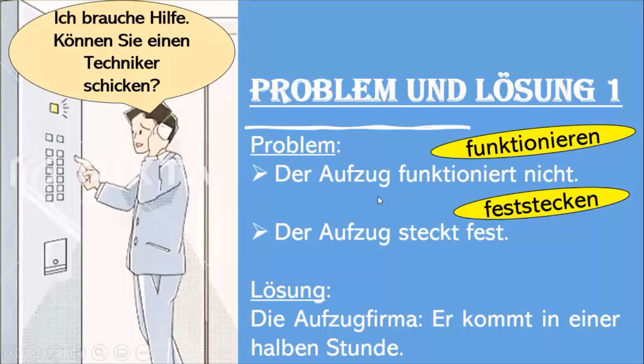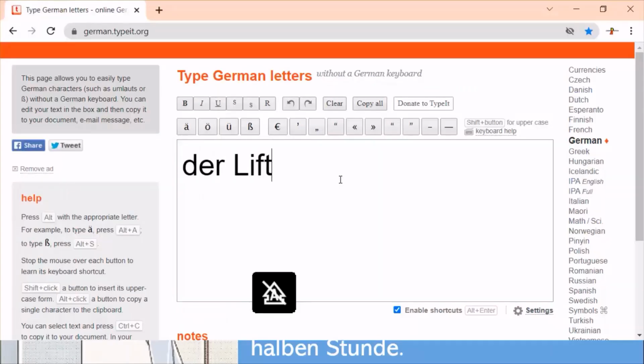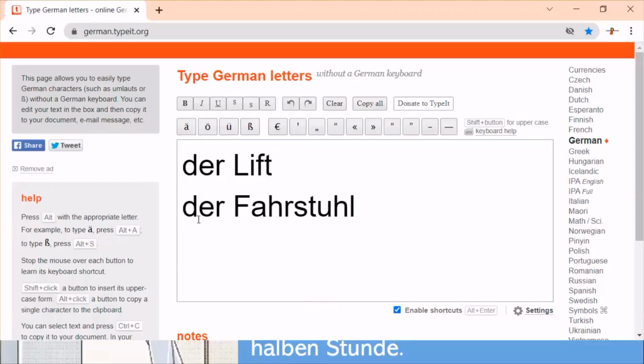Now, interestingly, in German there are two other words that you can find for the lift, which are der Lift itself. So this word, as it's used in English, is used in German also. Der Fahrstuhl. So fahren, the verb, means to drive, and der Stuhl is the chair, a chair that drives. Well, not exactly, but this word, although it is a compound noun, is another word for the lift.